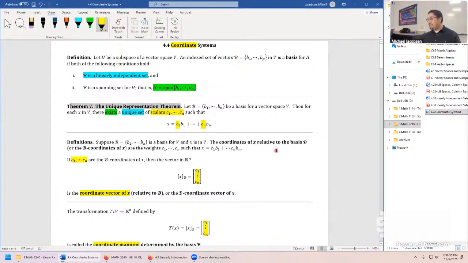So this is kind of a fancy theorem. It has a name, the unique representation theorem. But once we state it, we directly apply it to creating a new definition. So really, we're just thinking about a basis all along in Theorem 7. We're working with a basis in this new definition, and this is where the new content truly begins, the coordinate vector of X. Any questions first, folks, with the prior definition of basis or the unique representation theorem?